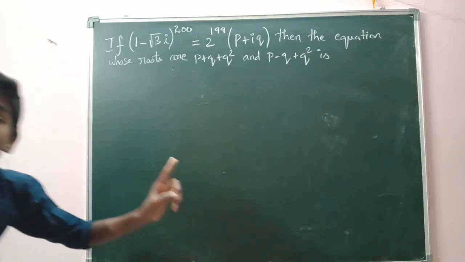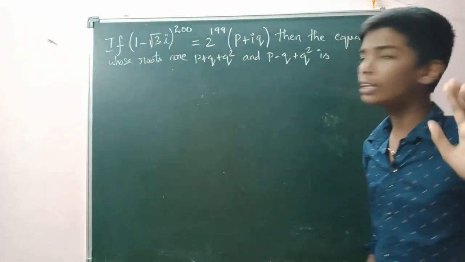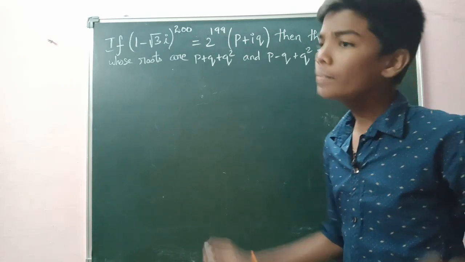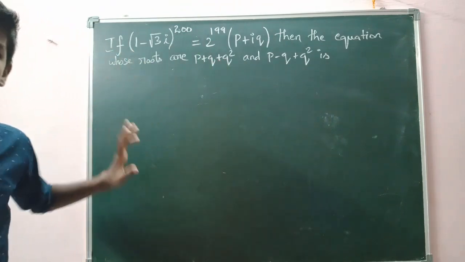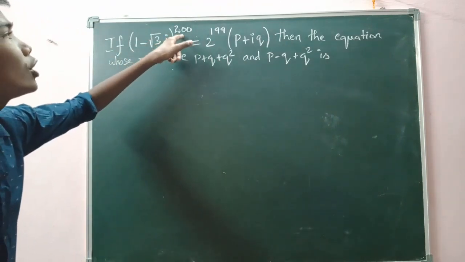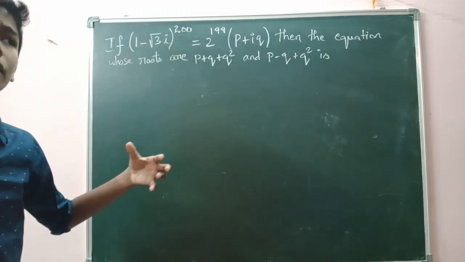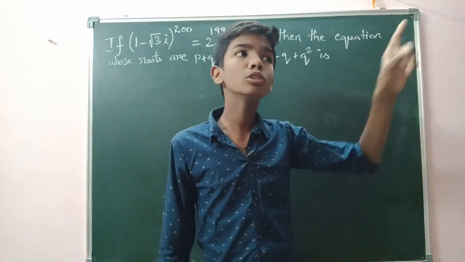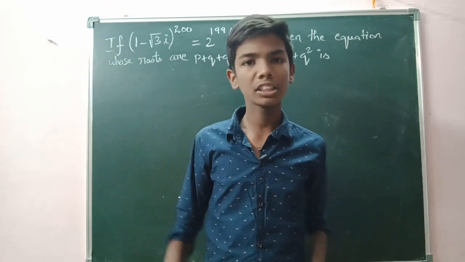But our first motive is to find the value of p and q. So basically, try to understand. From this equation itself, we can understand that this is based on complex numbers. And whenever you have powers, either you will use cube roots of unity or your Euler's form.